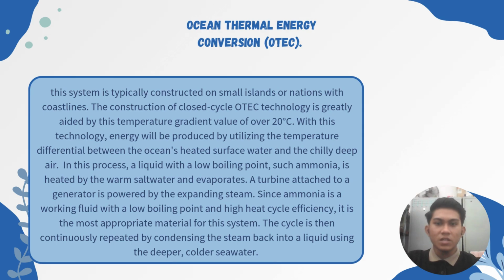A turbine attached to the generator is powered by the expanding steam. Since ammonia is a working fluid with a low boiling point and high heat cycle efficiency, it is the most appropriate material for the system. The cycle is continuously repeated by condensing the steam back into liquid using the deeper, cooler seawater.